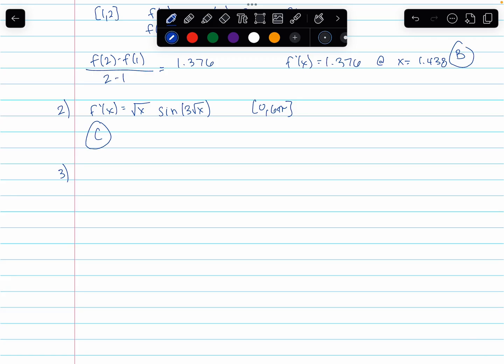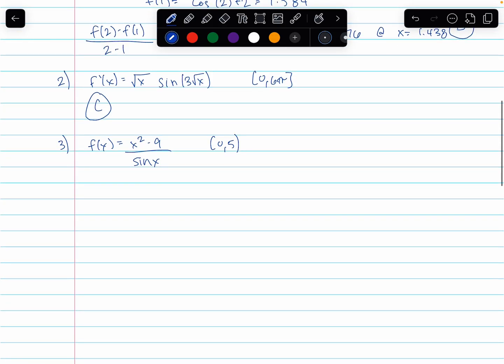Alright, for 3, let f be the function given by f of x equals x squared minus 9 over sine of x on the interval from 0 to 5. Which can the mean value theorem be applied? The conditions of the mean value theorem are that the function has to be on a closed interval and it has to be continuous and differentiable.